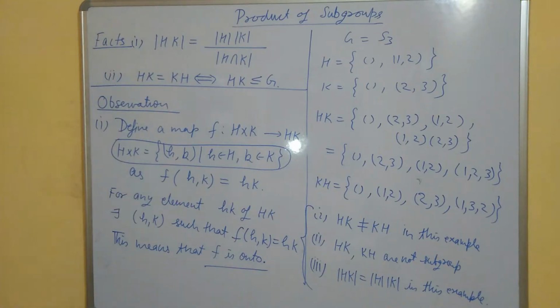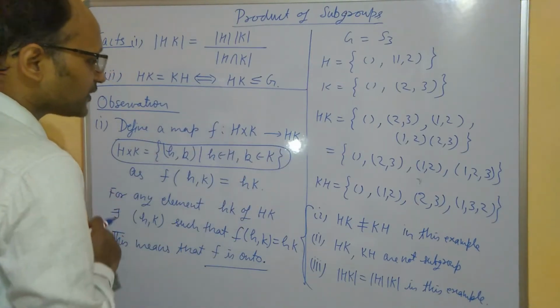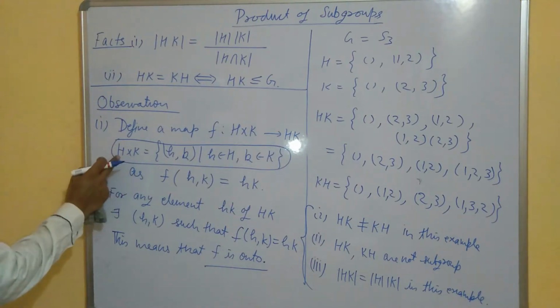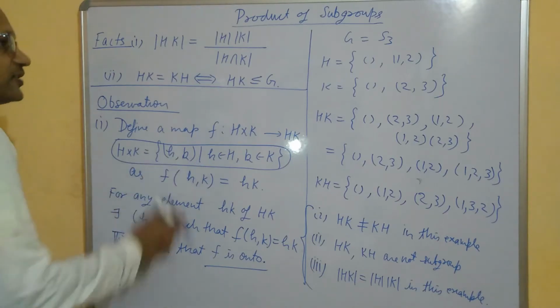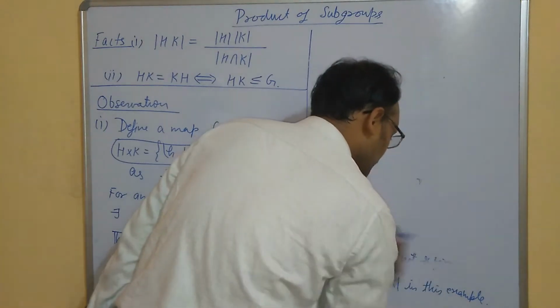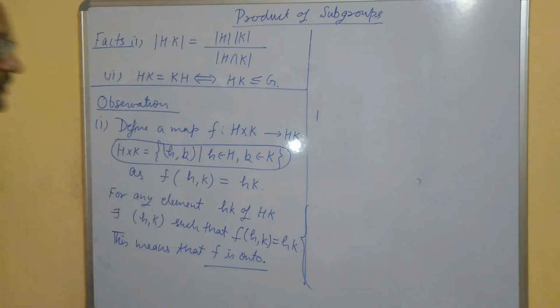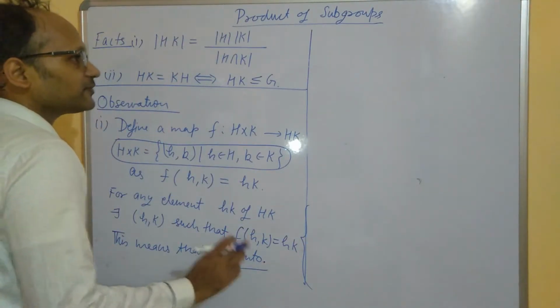So the question is, is it also injective? If it is onto and if it is injective, then the order of this will become equal to the order of this, because the cardinality of both the sets will become the same, and the cardinality of H cross K is just the order of H into order of K, as they are just ordered pairs. So now let us think over it. Is this map injective or not?